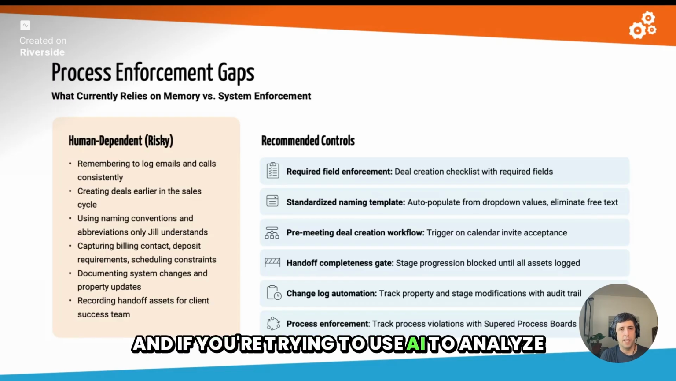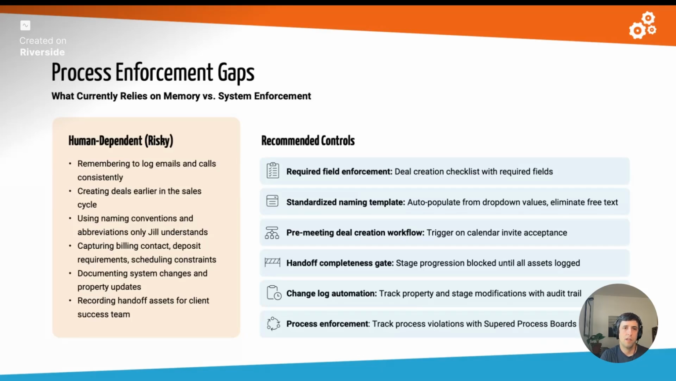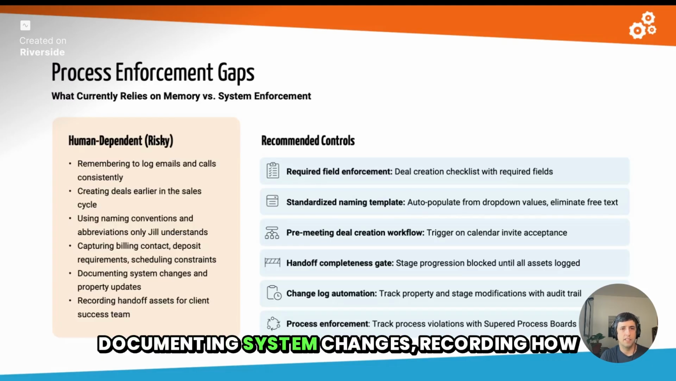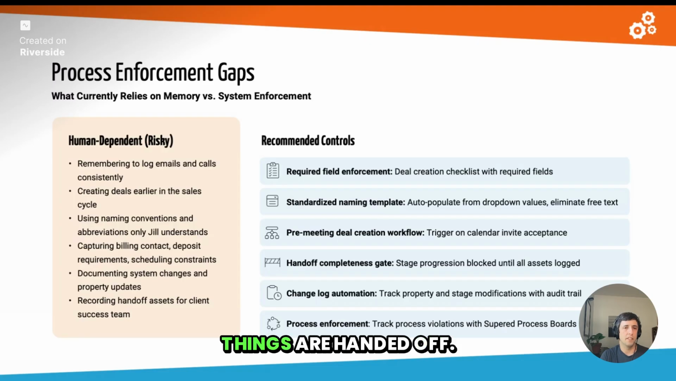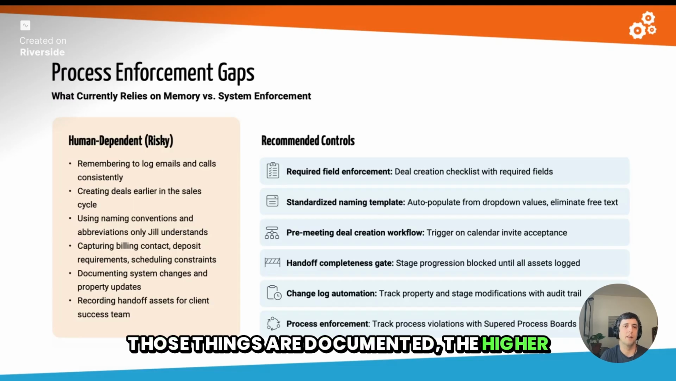And if you're trying to use AI to analyze or activate campaigns based on unclear names, that's going to be a real problem. Things like capturing relevant contact information, and then again, documenting system changes, recording how things are handed off. These are very common things. And the more human involvement and the less those things are documented, the higher risk there tends to be.